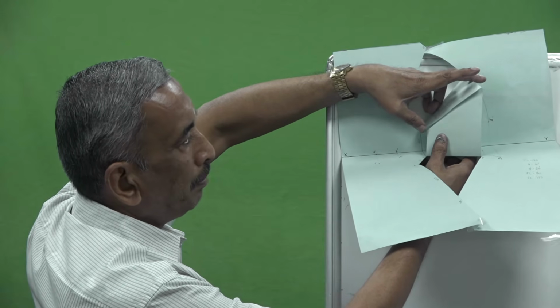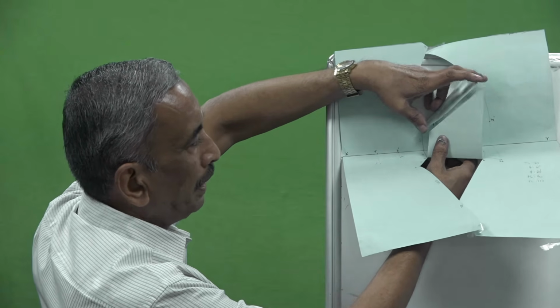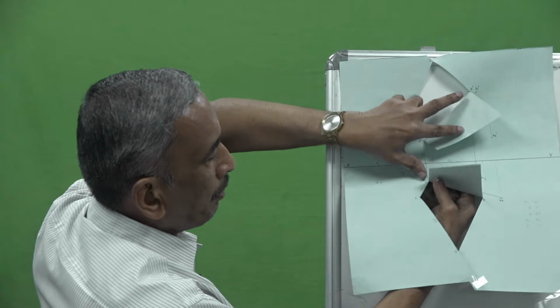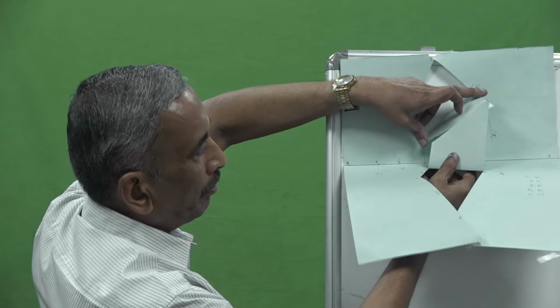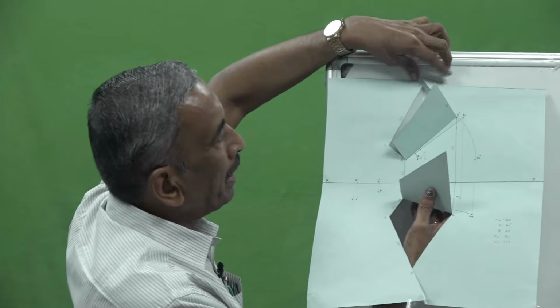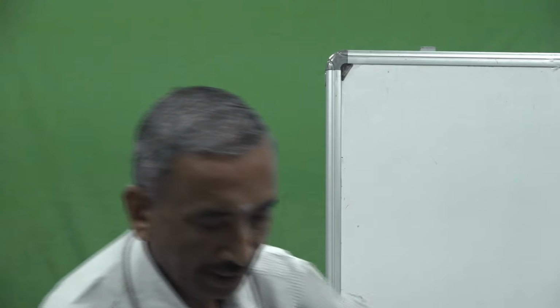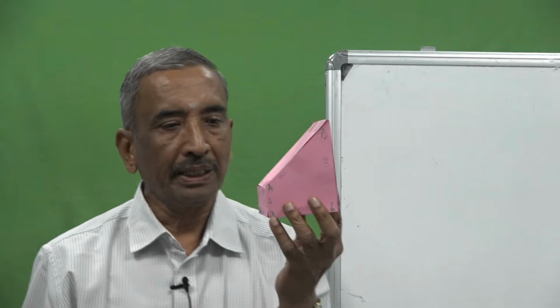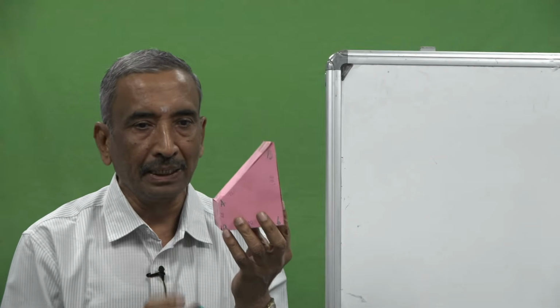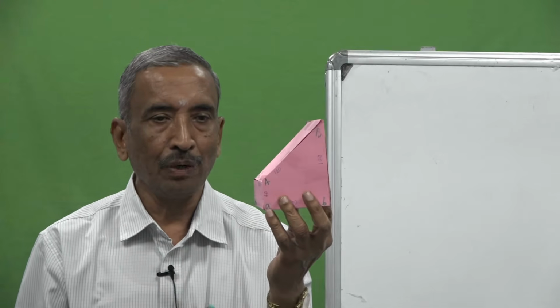So, this is my point A, this is my point B. This is my A dash, this is my B dash. This will be point A, this is point B. I hope the model making is clear. If you make the model yourself, you will be getting the model like this. So, if you make a model like this, that will be the end of this project.